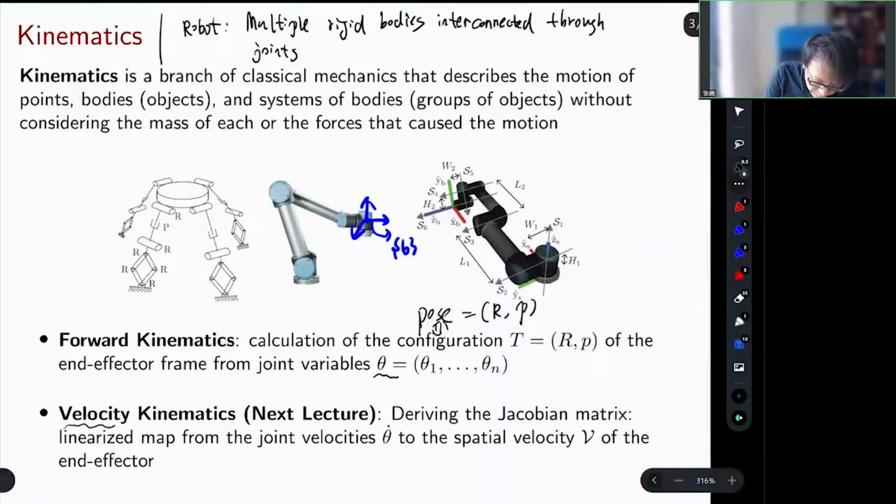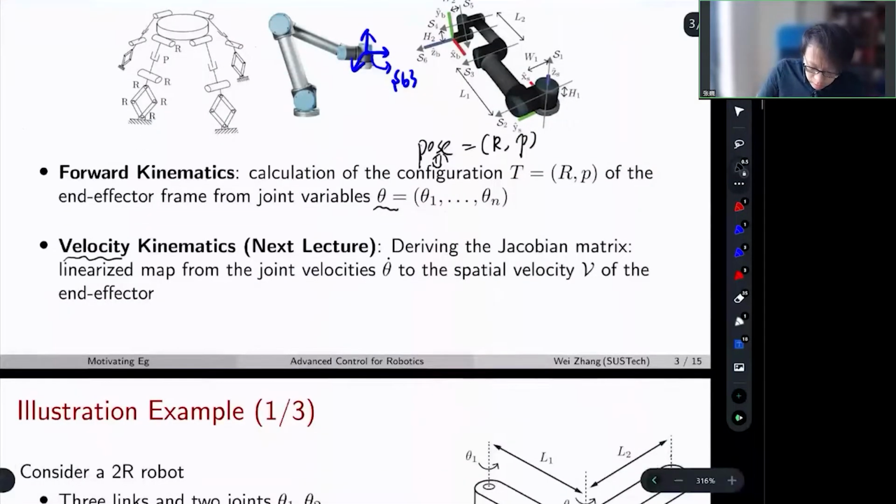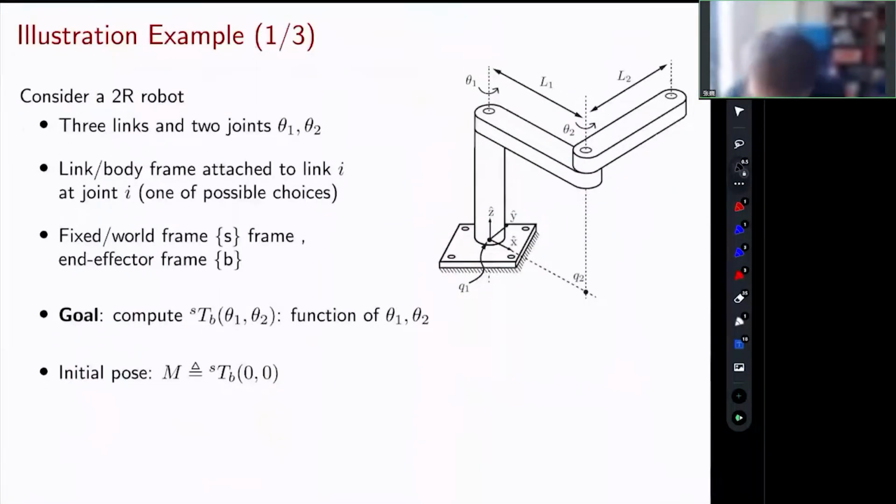And the velocity kinematics really concerns the velocity of this end-effector frame, or any frame of your interest B, as a function of the joint velocity theta dot. Okay, that will be the next lecture. So today, let's directly jump into the example.